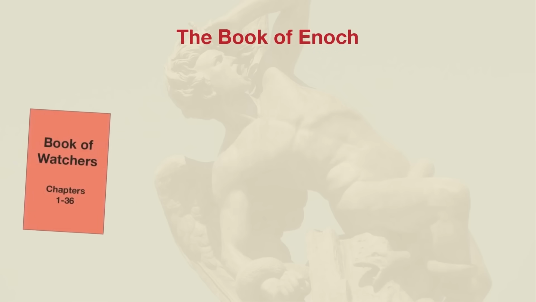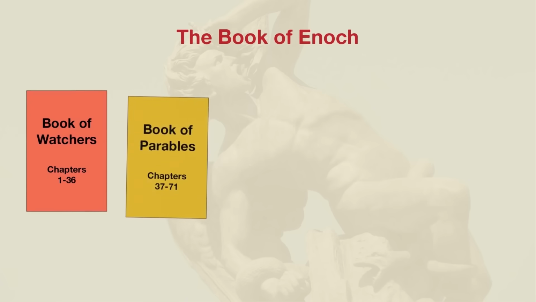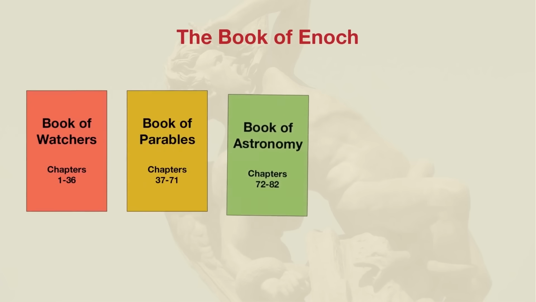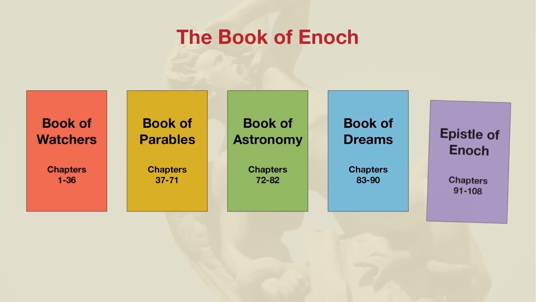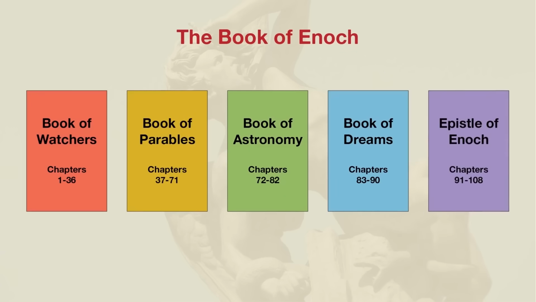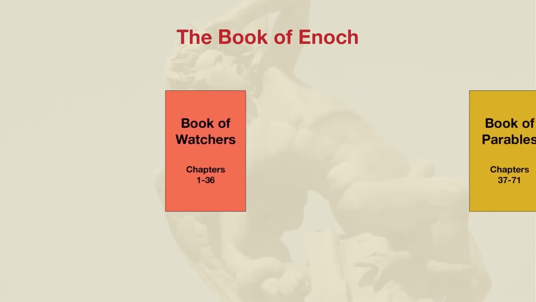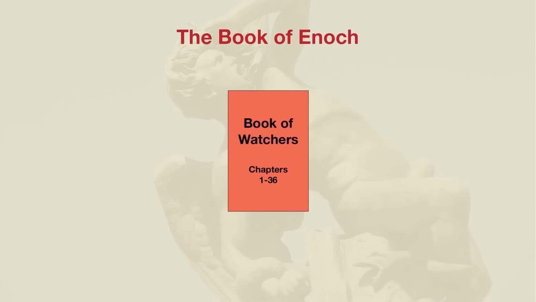There's the Book of Watchers, the Book of Parables, the Book of Astronomy, the Book of Dreams, and the Epistle of Enoch. The oldest section is the Book of Watchers. This is the part that was likely written in the Greek period, before the Book of Daniel, whereas the latest section is the Book of Parables, written during the post-Temple period. I'm going to focus on the Book of Watchers because that's the part that tends to come up the most when people talk about the Book of Enoch.